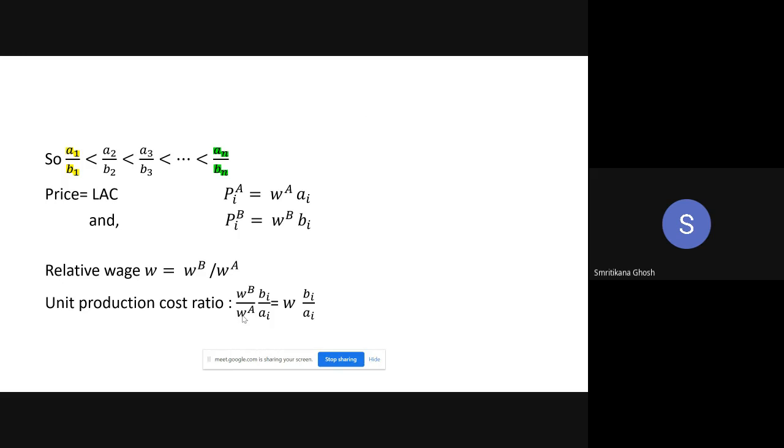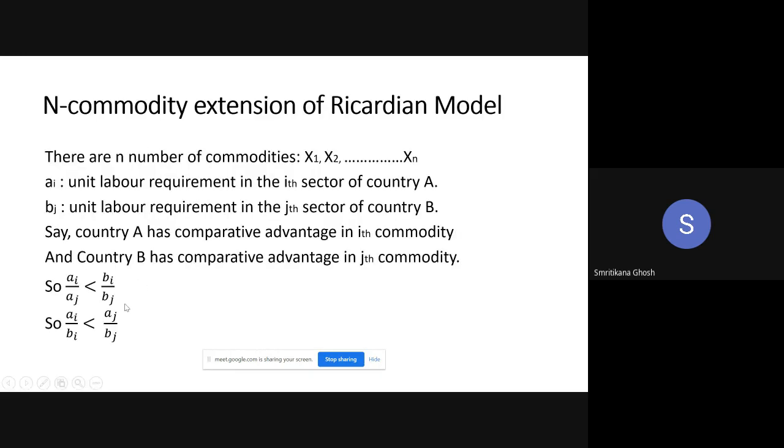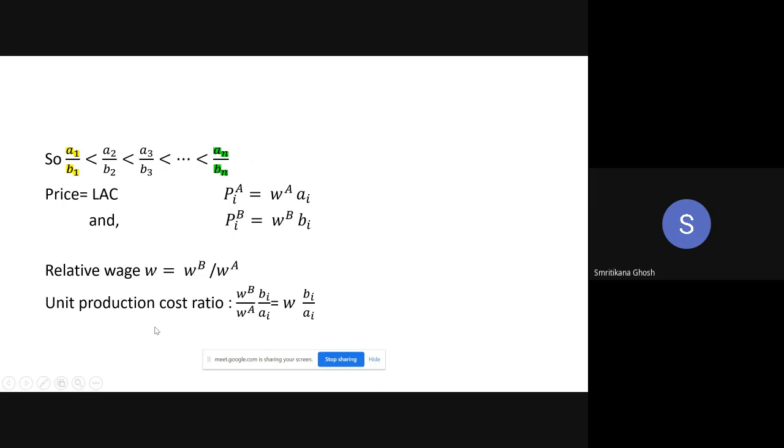So if I assume that country A, say there are four commodities. So AI by BI is less than AJ by BJ and there are a number of commodities and we are arranging them according to the comparative advantage. So we can write them like this: A1 by B1 is less than A2 by B2 up to AN by BN. So we have just arranged them according to the comparative advantage in favor of country A. Okay, so this is the arrangement.